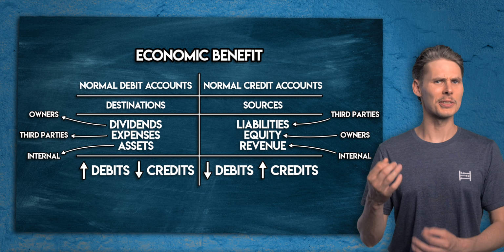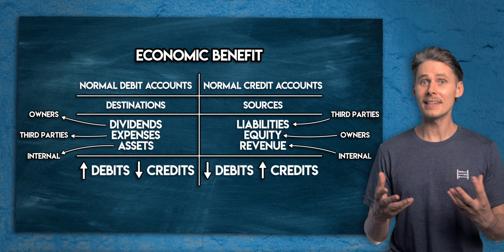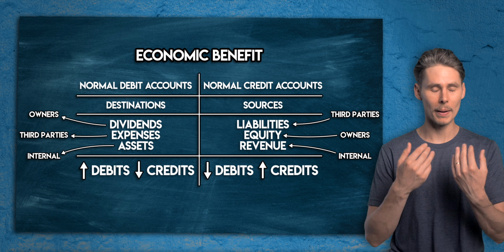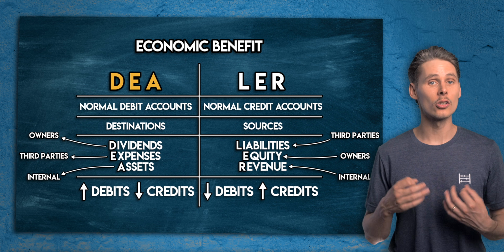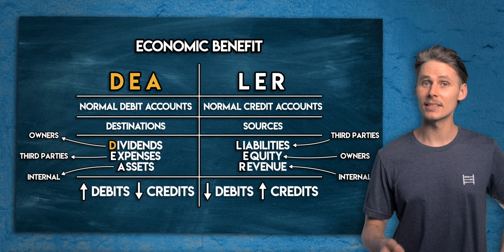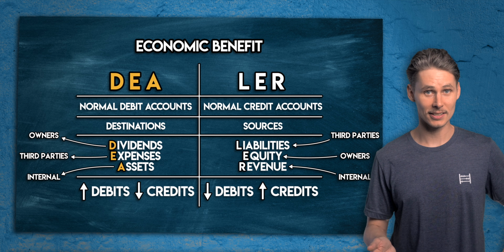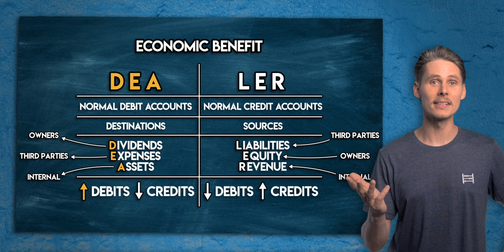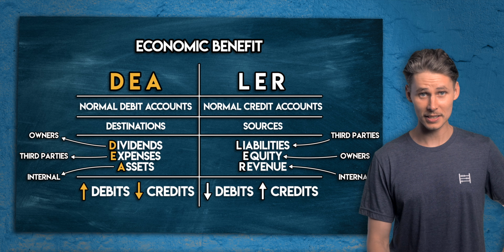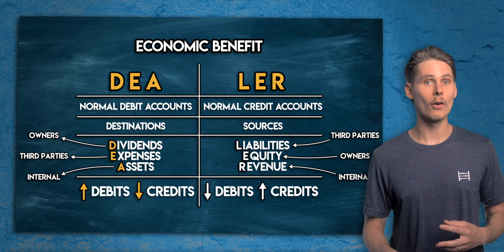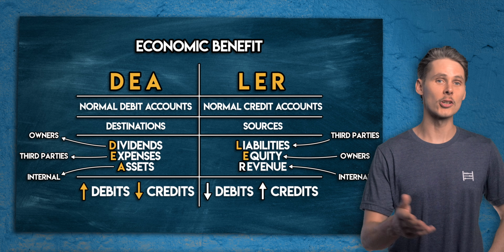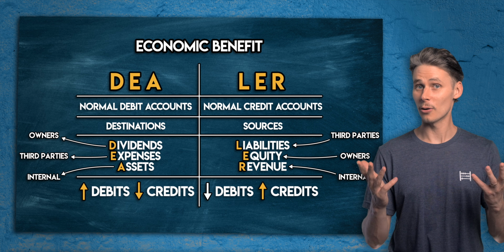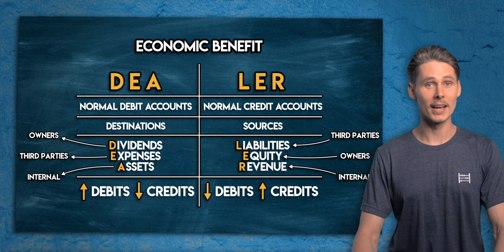If we swap around dividends and expenses, then there's a simple acronym to help you remember all of this. Dealer. DEA represent normal debit accounts: dividends, expenses, and assets. These increase when debited and decrease when credited. And LER represent the normal credit accounts: liabilities, equity, and revenue. These increase when credited and decrease when debited.